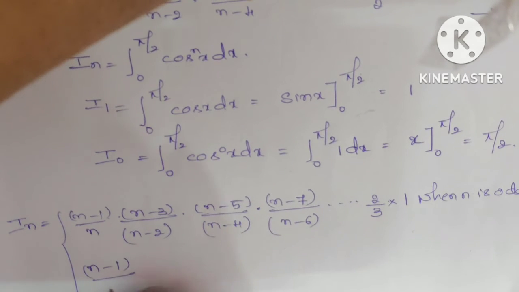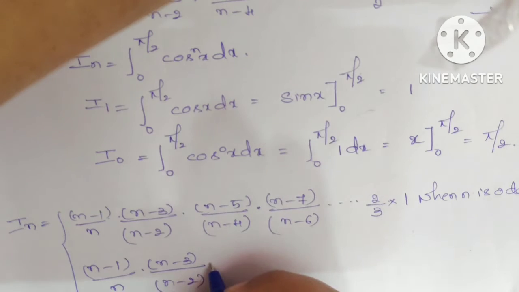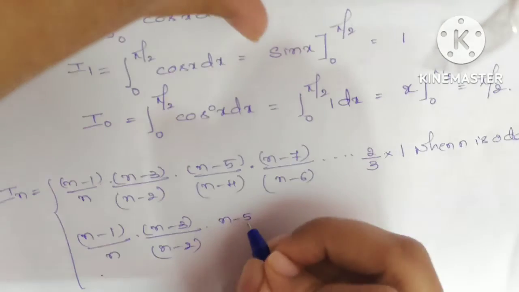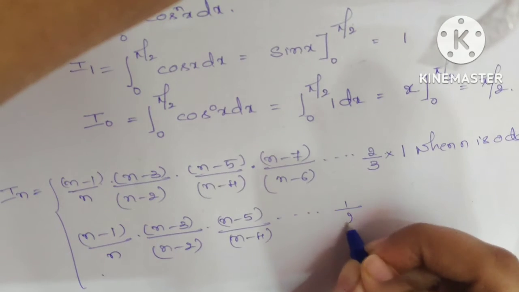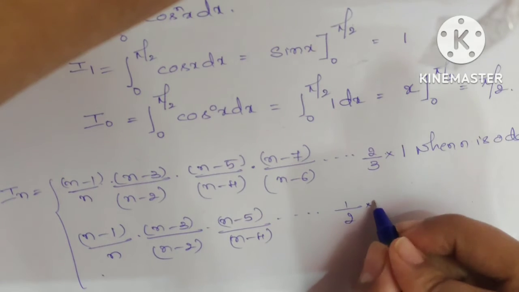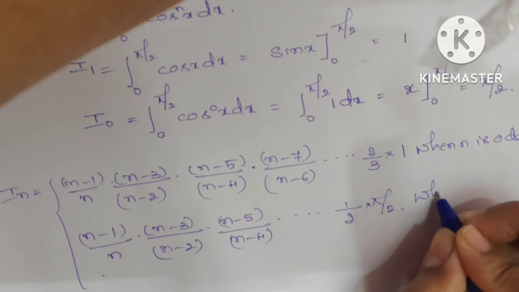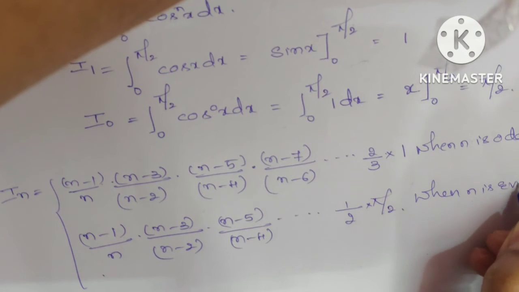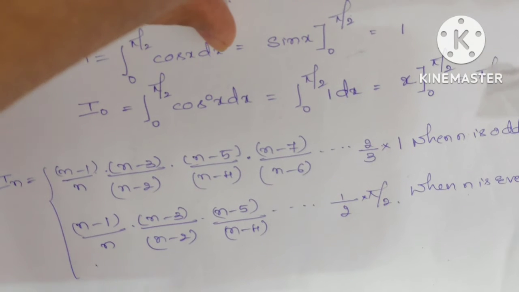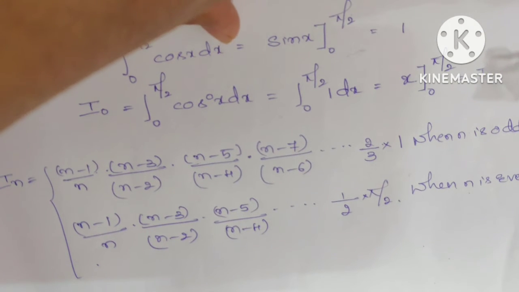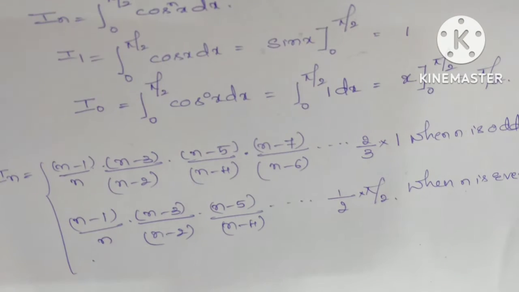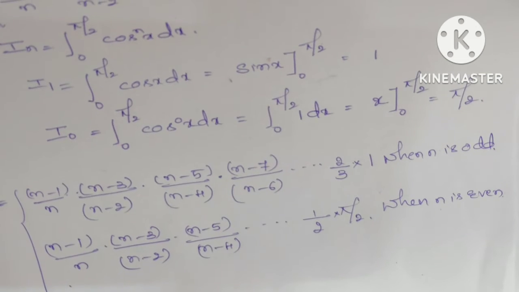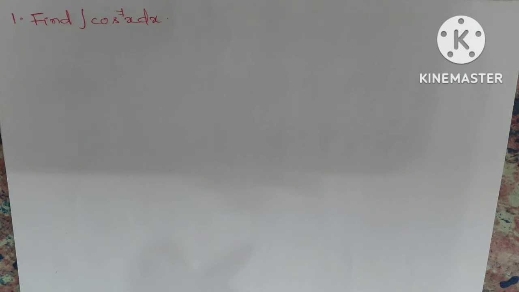(n−1)/n × (n−3)/(n−2) × (n−5)/(n−4) and so on, 1/2 × I₀, which is π/2, when n is even. So this is the reduction formula for the integration from 0 to π/2 of cos^n x dx. Next we'll take some examples on this.